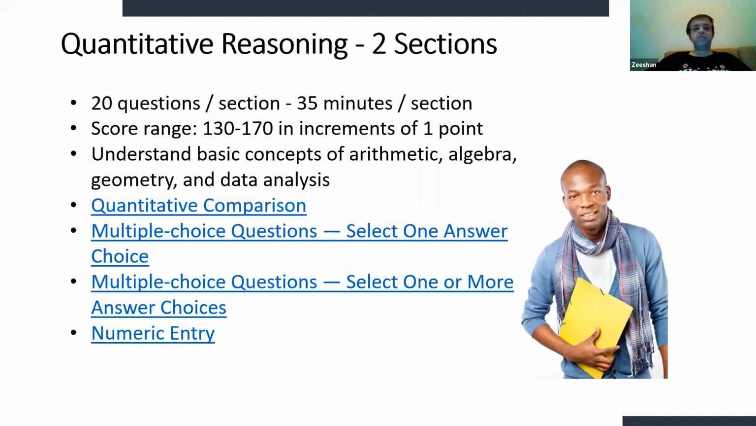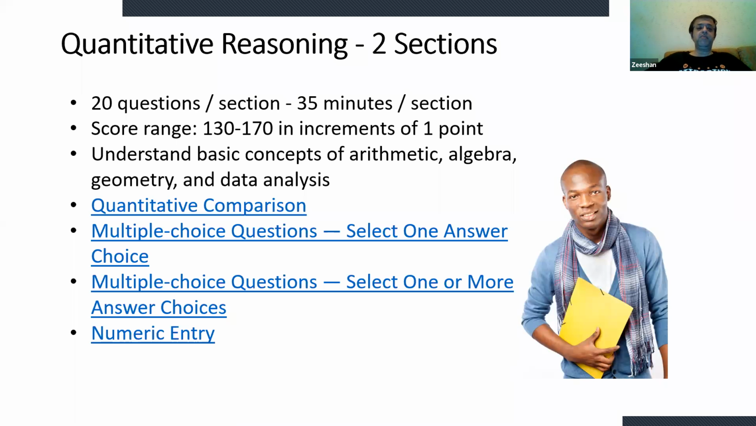Okay, so let's start with the quantitative reasoning. We did mention that you will have 20 questions, 35 minutes for the quant reasoning. The score range for math is 130 to 170 in increments of 1 point. This means that you can get a 130, a 132, a 140, a 150, but you will not get scores like 142.5 or 153.2.